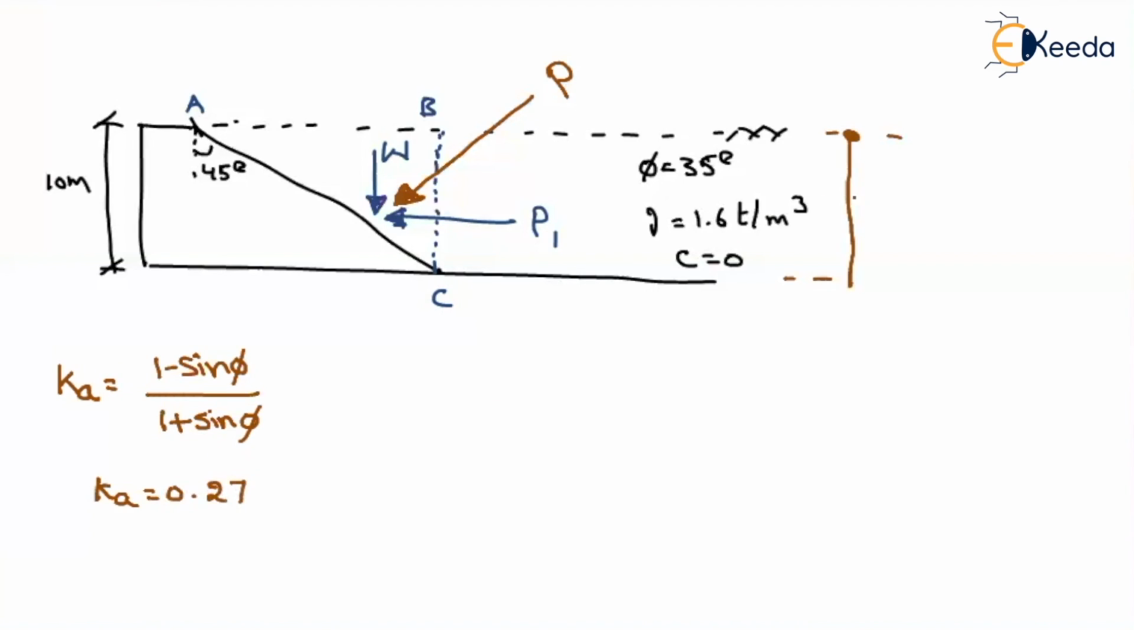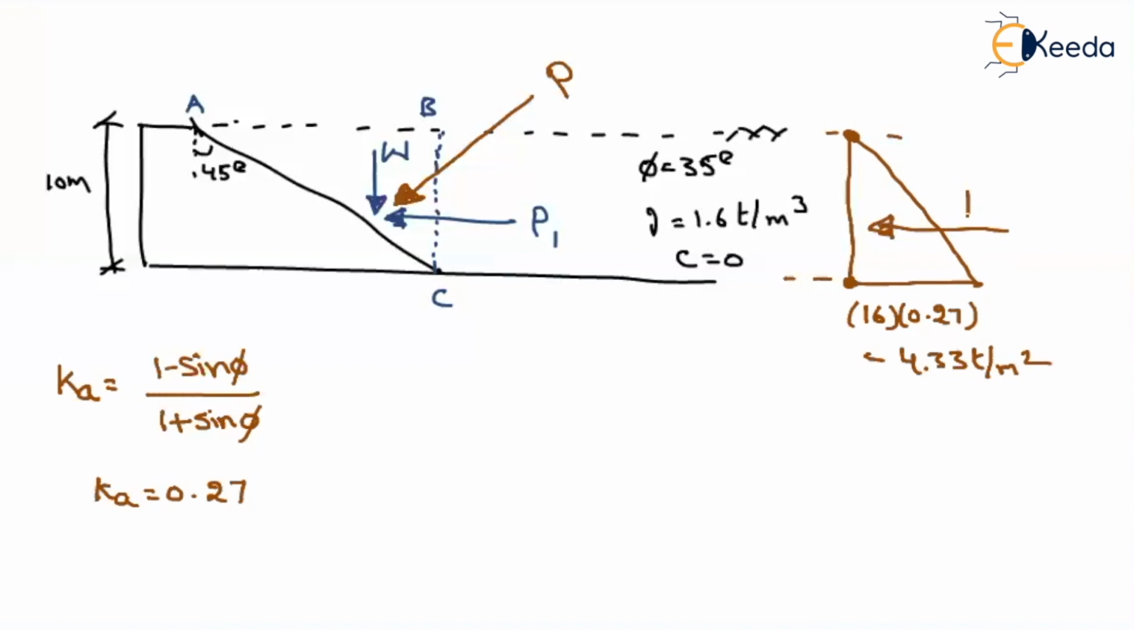That will be around 0.27. What is the vertical stress here? 0. That means whatever the pressure, 0. What about the vertical stress here? 1.6 into 10, that means 16. So the active earth pressure is 16 into 0.27. If you solve this, do it in the calculator and tell me how much you are getting. You will get around 4.33 ton per meter square. In between these two, it will vary linearly.